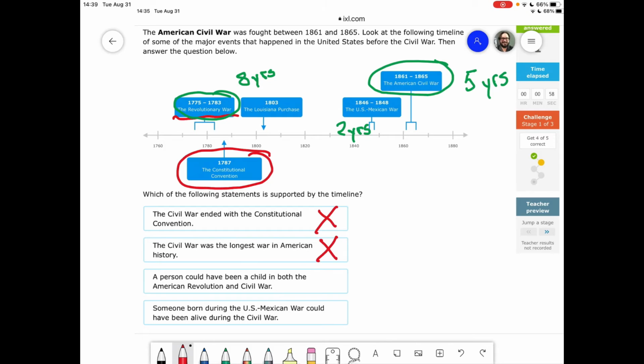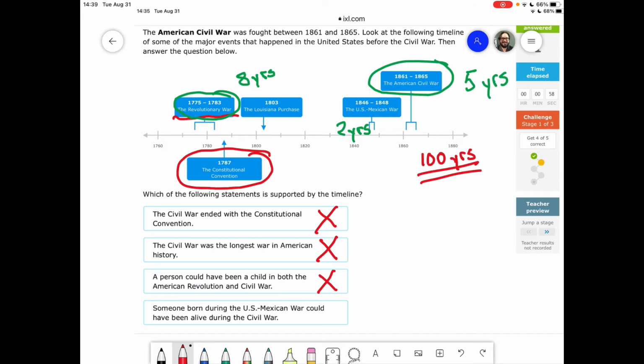A person could have been a child in both the American Revolution and Civil War. Well, once again, 1775 to 1783 for the Revolutionary War, 1861 to 1865, the American Civil War. That is a period of almost 100 years. Now, I do not know of anyone who has ever been a child for 100 or more years. So we know this statement cannot be true.